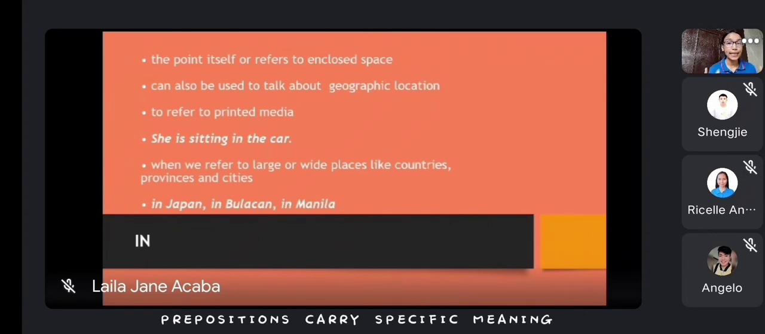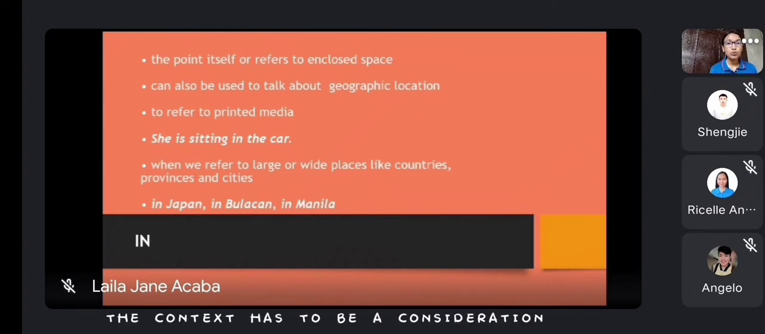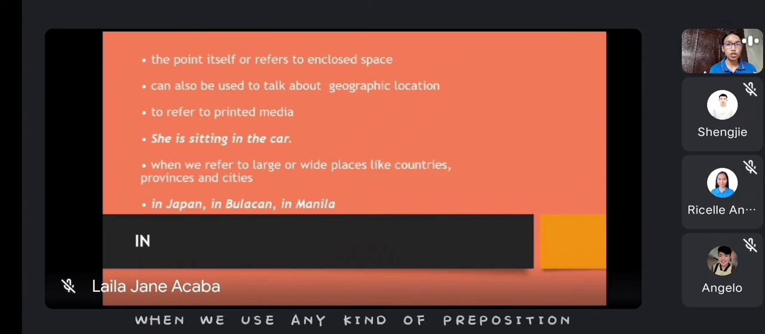Prepositions carry meaning, specific meaning. It means that the use of preposition, any kind of preposition, is highly contextual. The context has to be a consideration when we use any kind of prepositions.